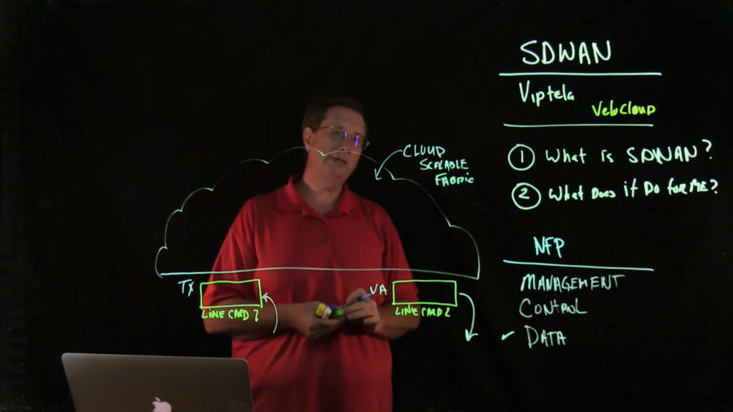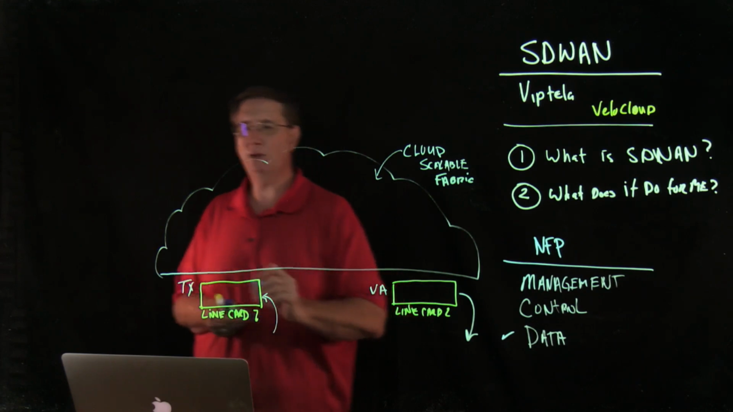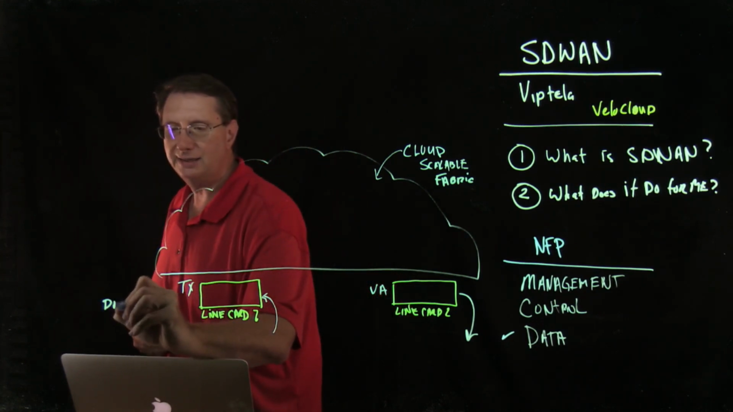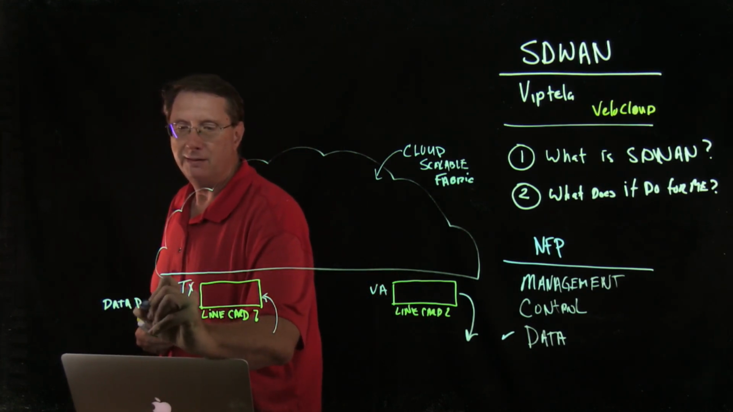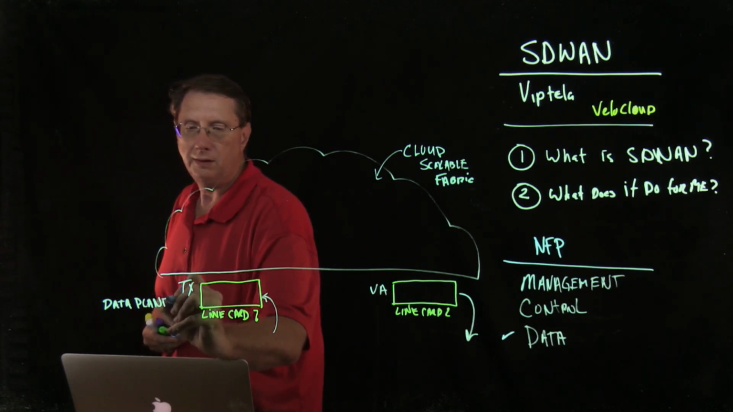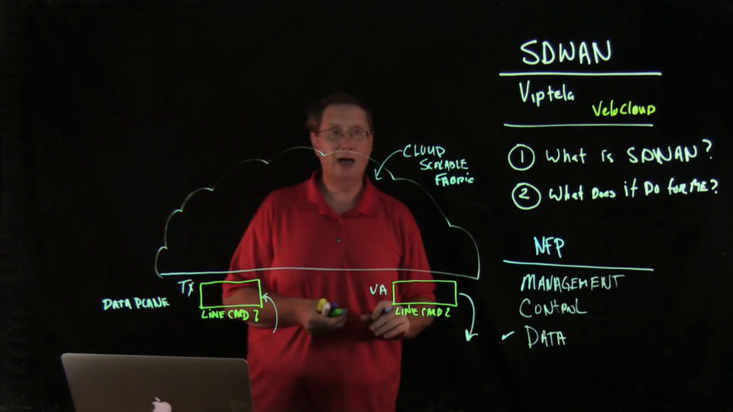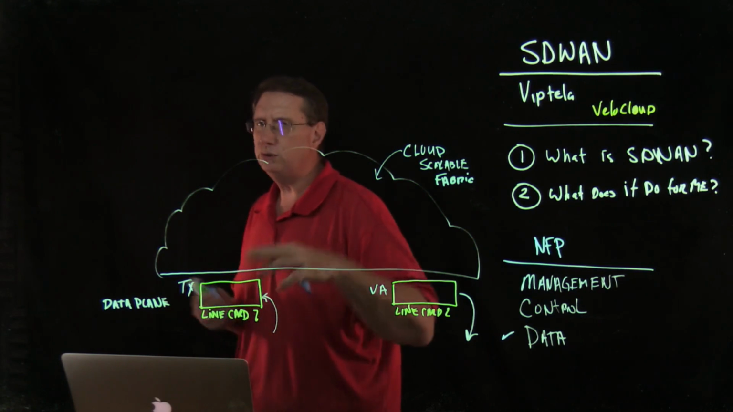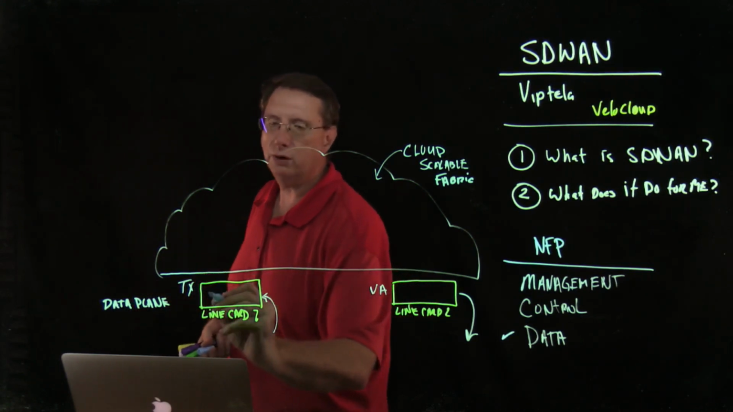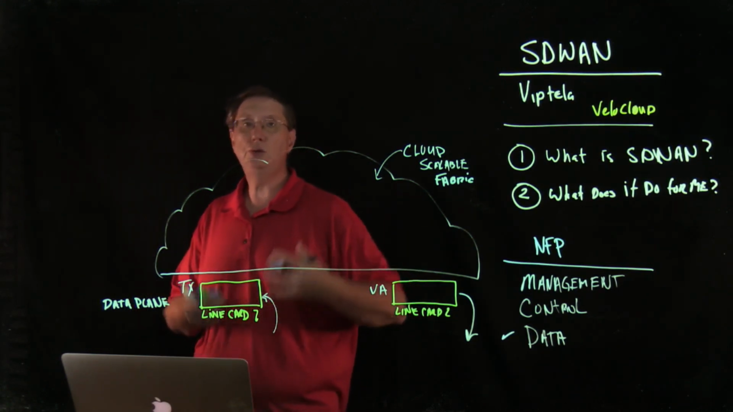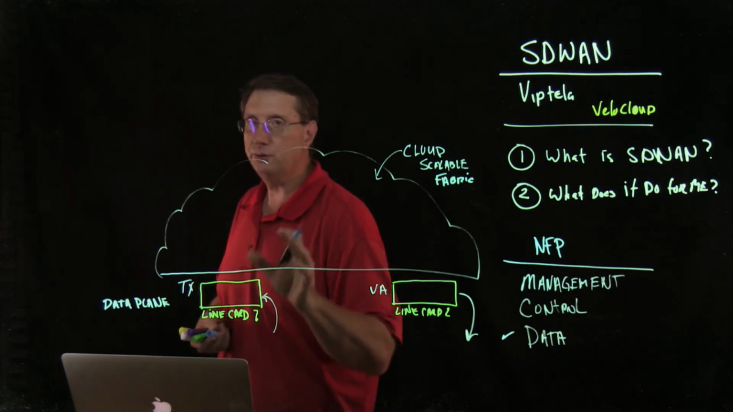Now, the way that we're going to actually implement this is that what we're talking about right here is, like I said, the data plane. And in Viptela, we don't use line cards. Obviously, we're going to use switches. We're going to use routers. And they are going to come to us in various forms.